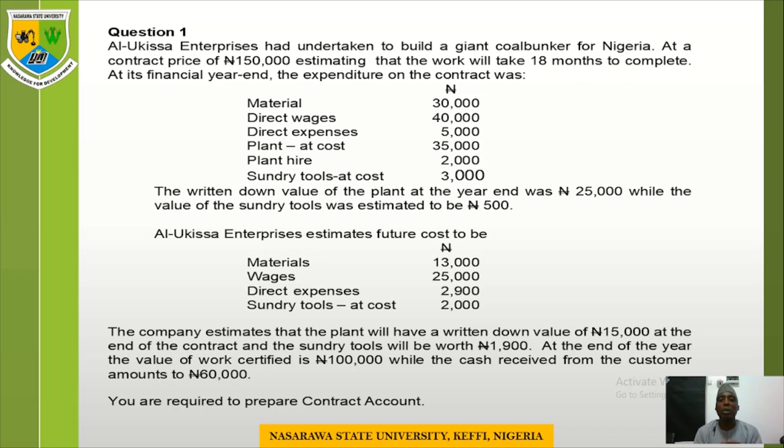Alcasa Enterprise estimated cost to completion was materials 13,000, wages 25,000, direct expenses 29, and there were sundry tools at cost of about 2,000 naira. Then this was another additional cost incurred. So it is the result of this total cost here plus the cost incurred that makes up the total cost of completions, which we have to subtract from the contract price to give us our notional profit.